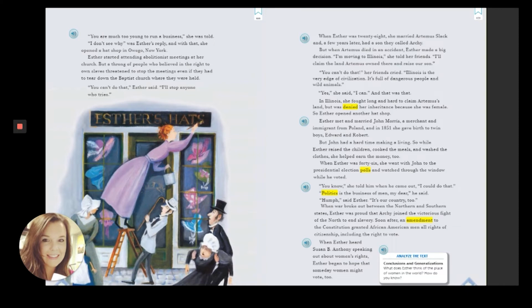When war broke out between the northern and southern states, Esther was proud that Archie joined the victorious fight of the North to end slavery. Soon after, an amendment to the Constitution granted African American men all rights of citizenship, including the right to vote. When Esther heard Susan B. Anthony speaking about women's rights, Esther began to hope that someday women might vote too.